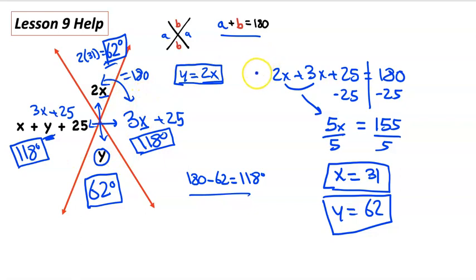So I'll do another one of these coming up next, but this is how to do vertical angles with both x and y and substitution.